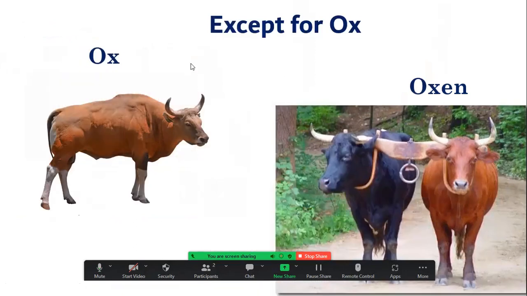Now, except for ox. For ox, you do not say oxes, you say oxen. You add an en instead of es. That's irregular plural, isn't it? Yes, very correct. That's irregular plural. Okay, so ox, oxen.